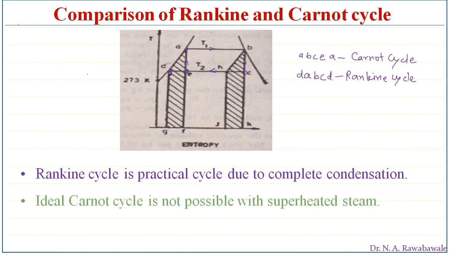Now the ideal Carnot cycle is not possible with superheated steam. In case of Carnot cycle, the steam may be dry saturated or it can be wet, so steam cannot be heated in the superheated region. That limitation is there in Carnot cycle. But in Rankine cycle, steam can be heated in the superheated region and that can be expanded. That we have seen. So in Rankine cycle steam can be superheated, but in ideal Carnot cycle, steam cannot be superheated.